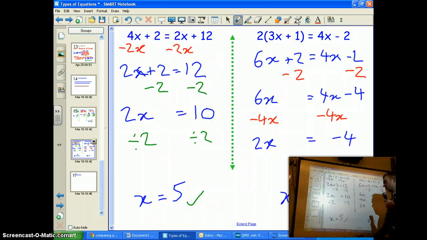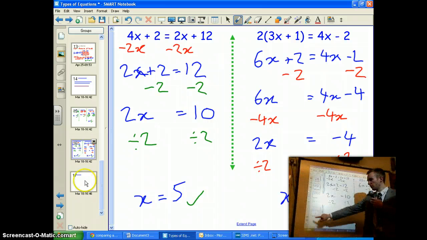Now, here's where we get a bit trickier. Again, I want to divide by 2 because I've got 2 x's. I only want one of them. And I've got to divide this side by 2. And I end up with minus 4 divided by 2 is actually minus 2. Okay? And it's absolutely fine for your equations to end up with a negative or a decimal or a fraction answer. That's absolutely fine. Okay?